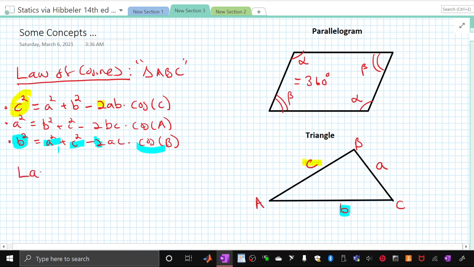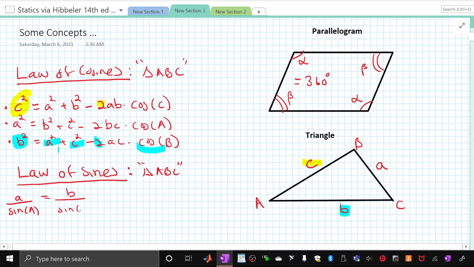Now there's also this thing that is called the law of sines, and again following triangle A, B, and C. There are different ways of writing it, but I think this is the most general way. Sine of A over a, or a over sine of A, has to be equal to b over sine of B, and has to be equal to c over sine of C.